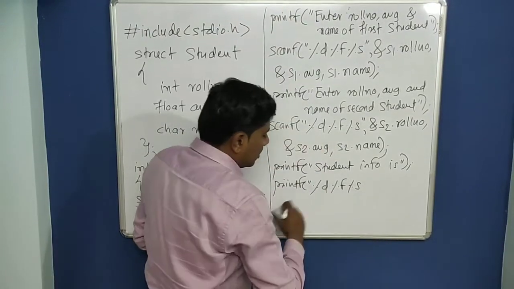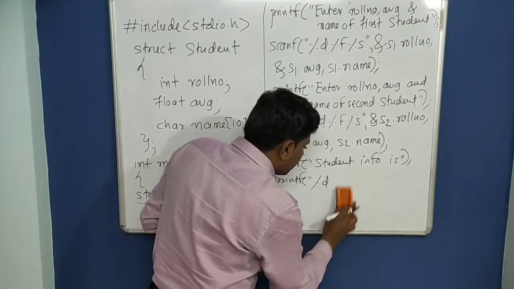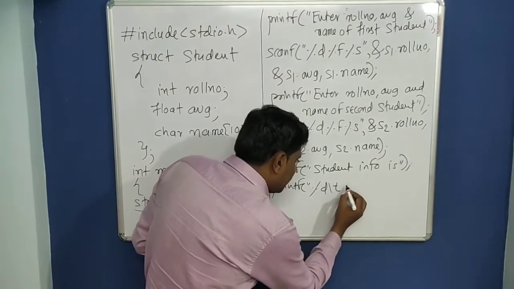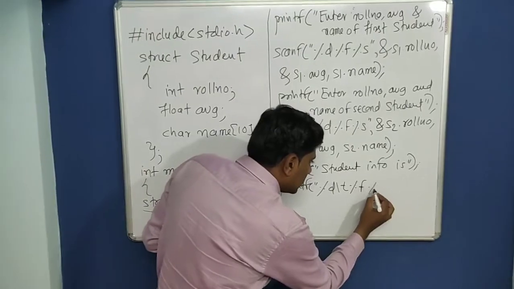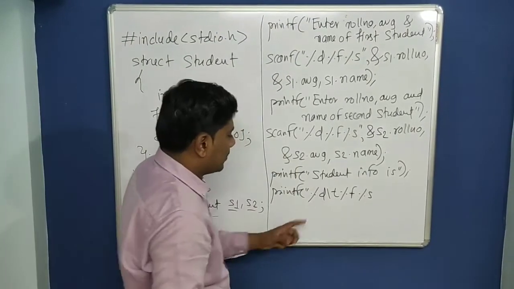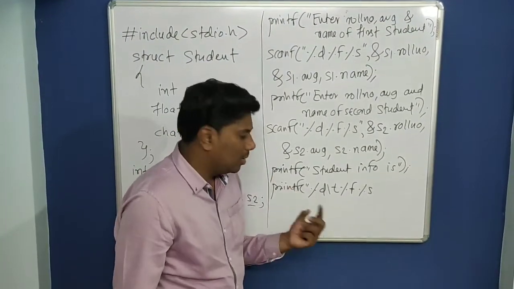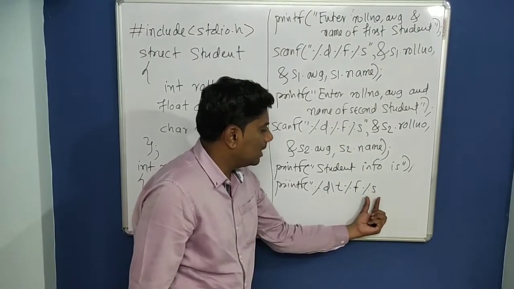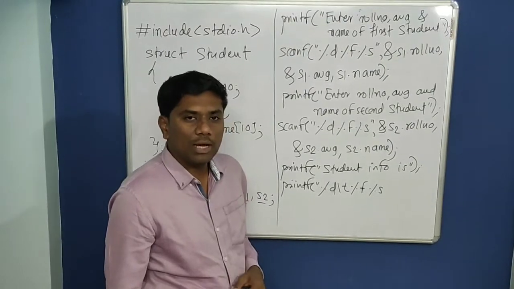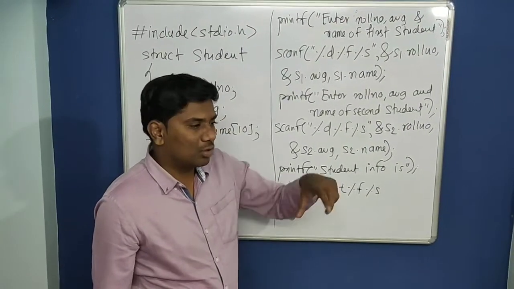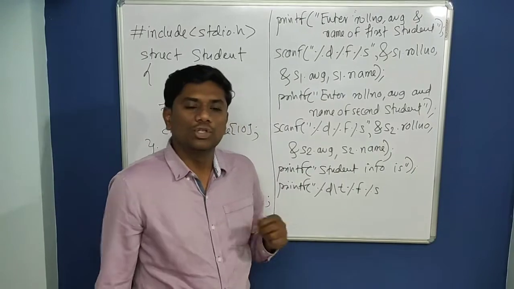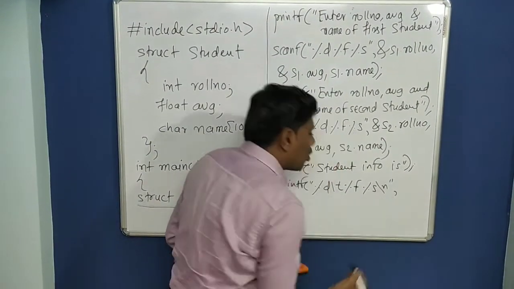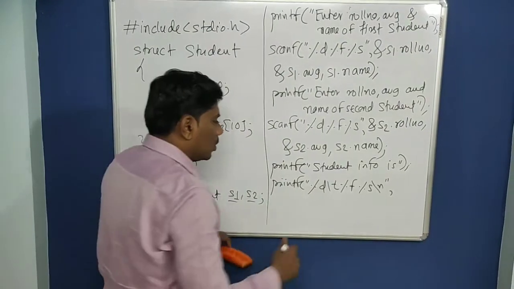Getting? Now see, here we want to print this information with some spaces. So I will use \t, then %f\t, and these three values will be printed: roll number of the first student, then average of the first student, and name of the first student. After this, the second student information should be printed on a new line, so I will use \n over here. Getting? Comma.